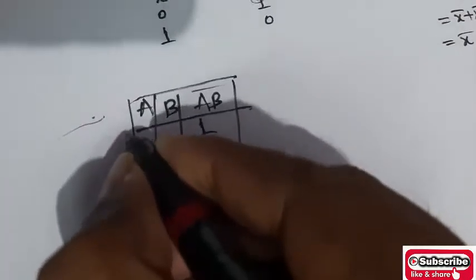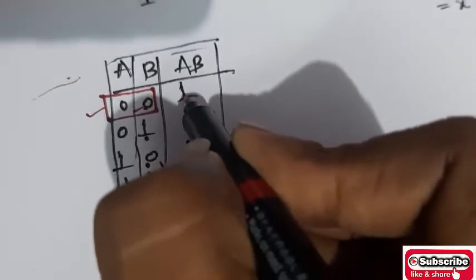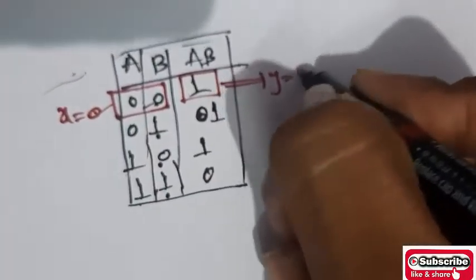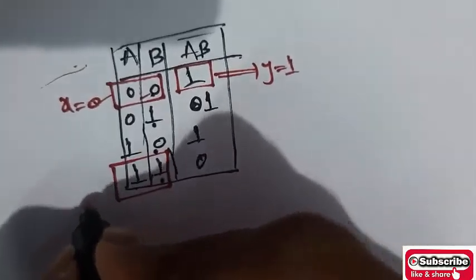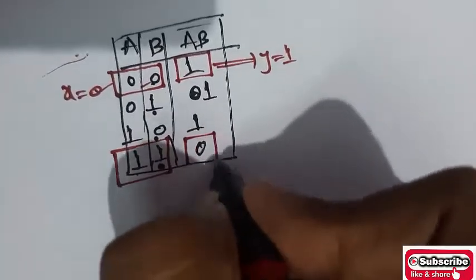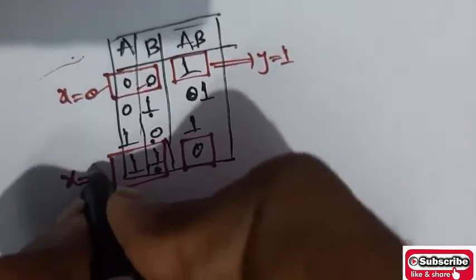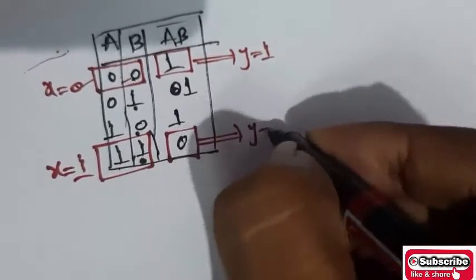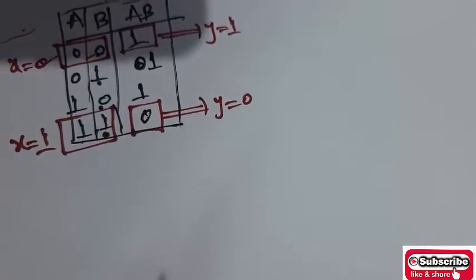Here you can observe, if you take both the inputs the same, 0 0, if I take A input as 0 and B input as 0, we will get the output as 1. If you take X is equal to 0, you will get the output Y is equal to 1. Similarly, if you take the input X is equal to 1, you will get the output Y is equal to 0. In this way, we satisfy the inverter operation.